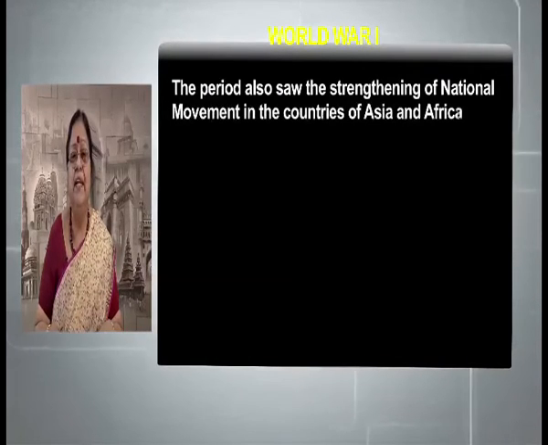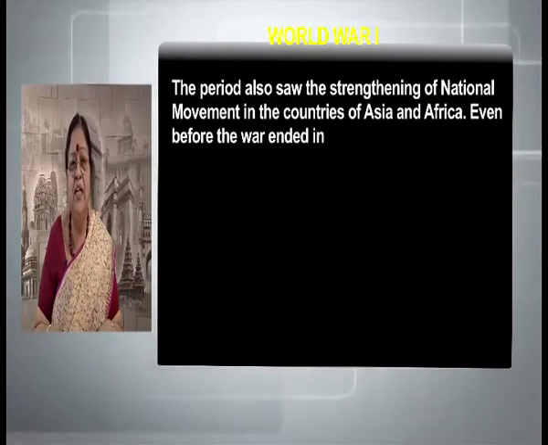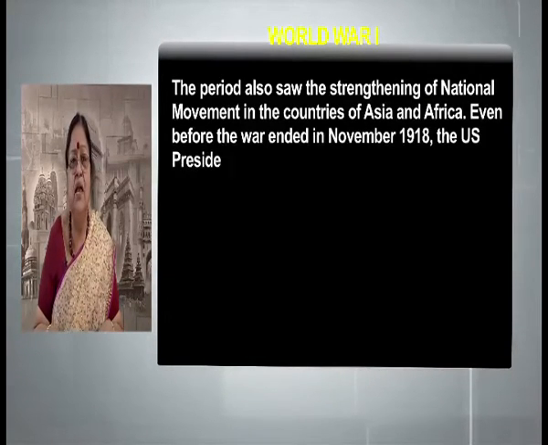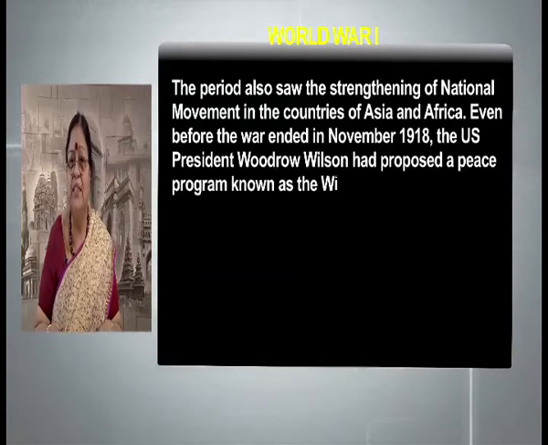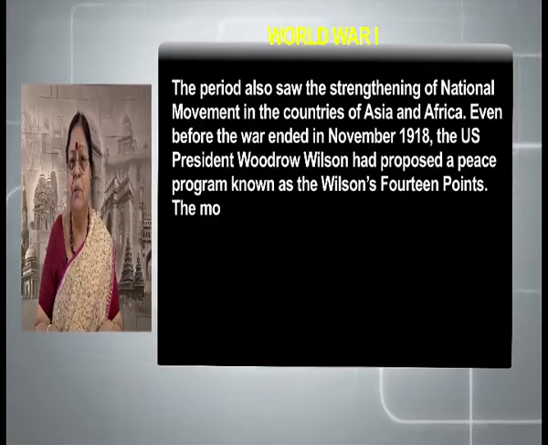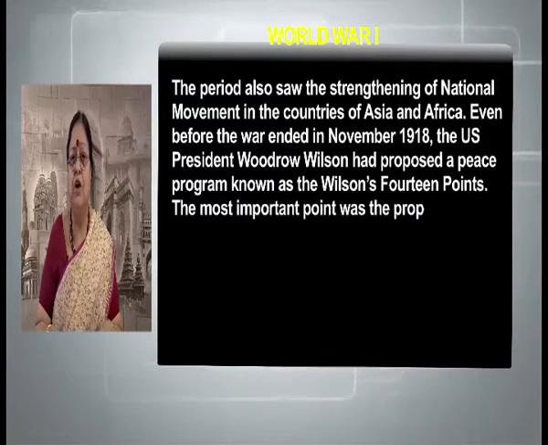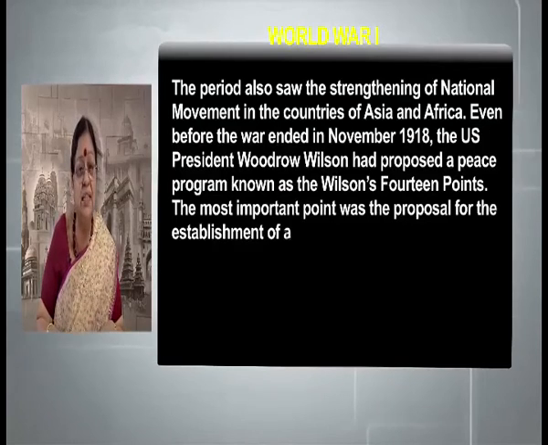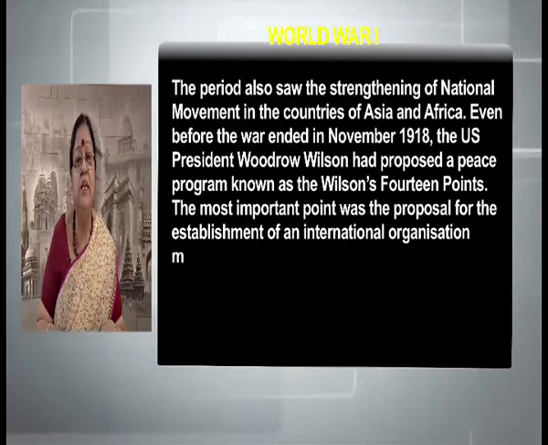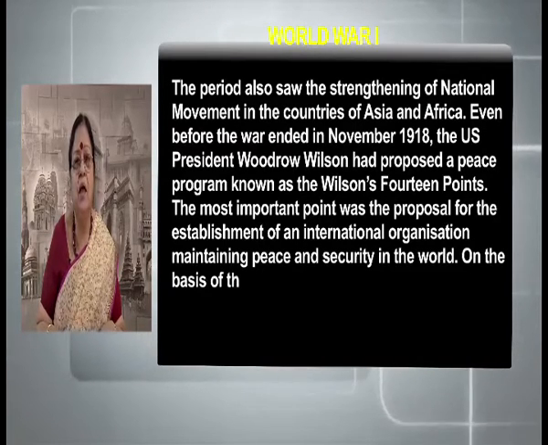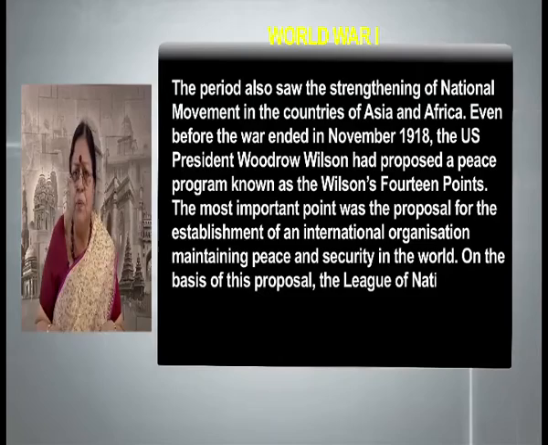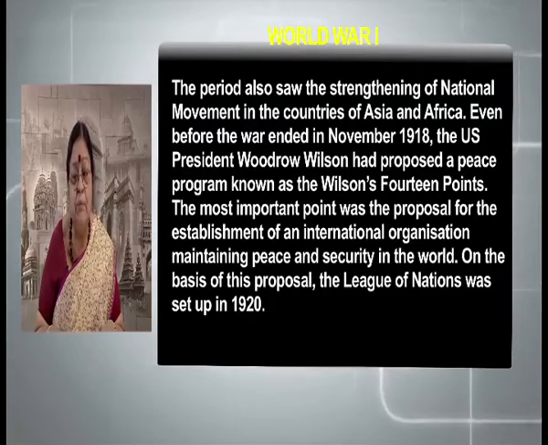Even before the war ended in November 1918, the United States President Woodrow Wilson had proposed a peace program known as the Wilson's 14 points. The most important point was the proposal for the establishment of an international organization for maintaining peace and security in the world. On the basis of this proposal, the League of Nations was set up in 1920. Now, let us see what this League of Nations was all about.